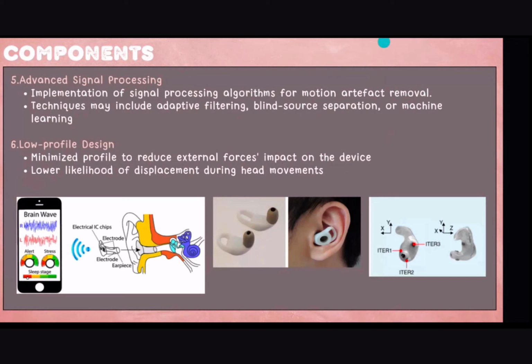For advanced signal processing, there is an implementation of signal processing algorithms for motion artifact removal, such as adaptive filtering, blind source separation, and machine learning. The last one is low profile design, a minimized profile to reduce external forces impact on the device. This leads to a lower likelihood of displacement during head movement.